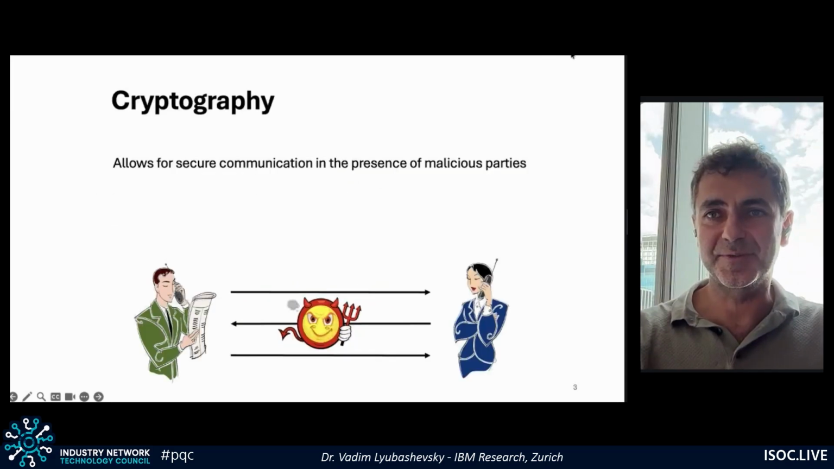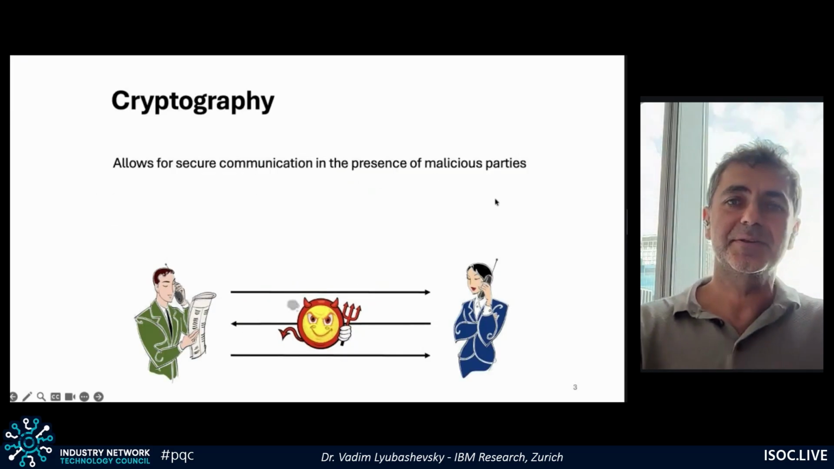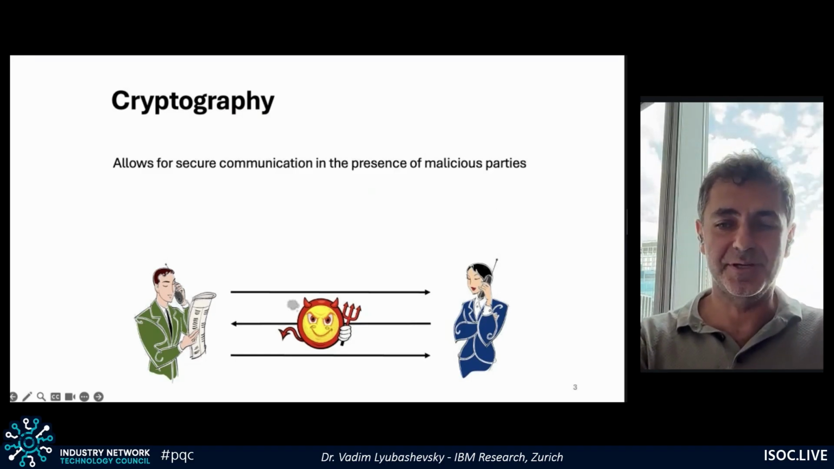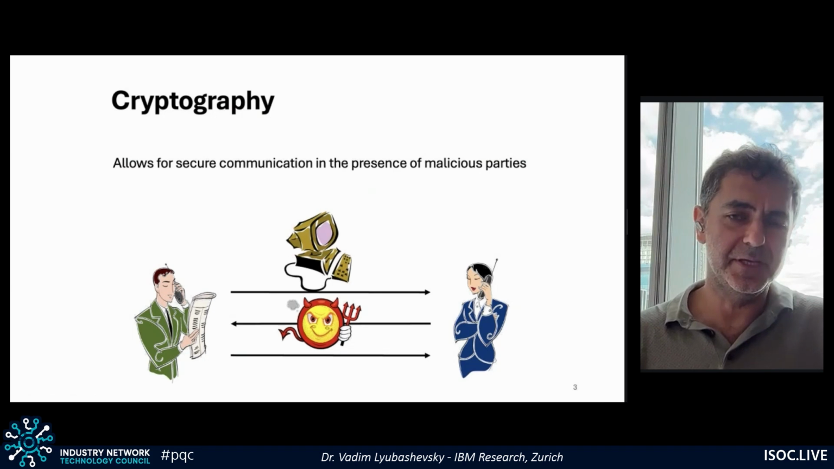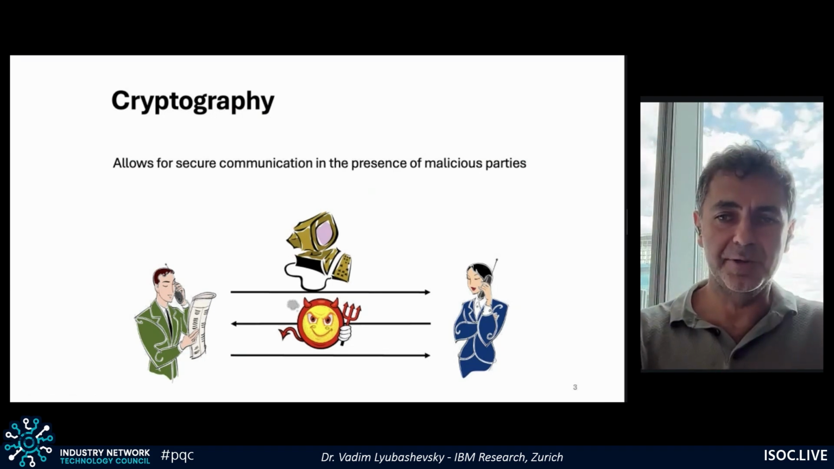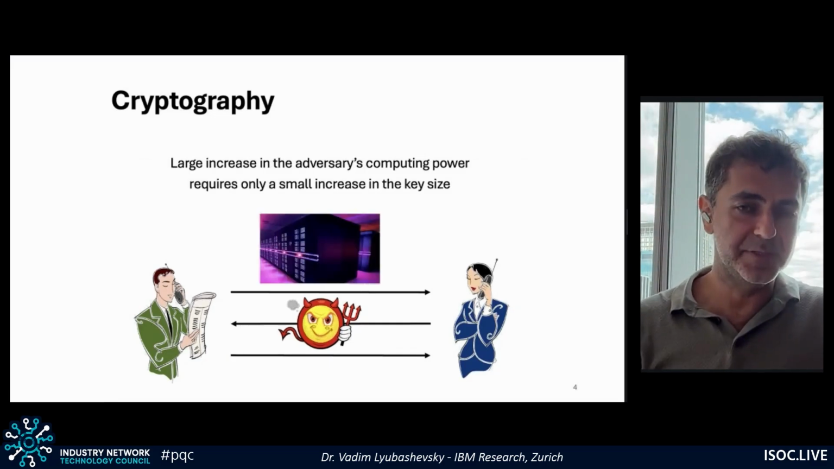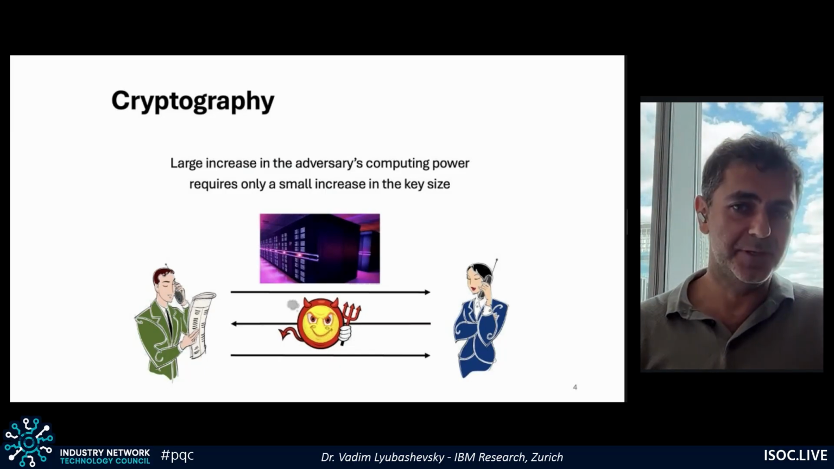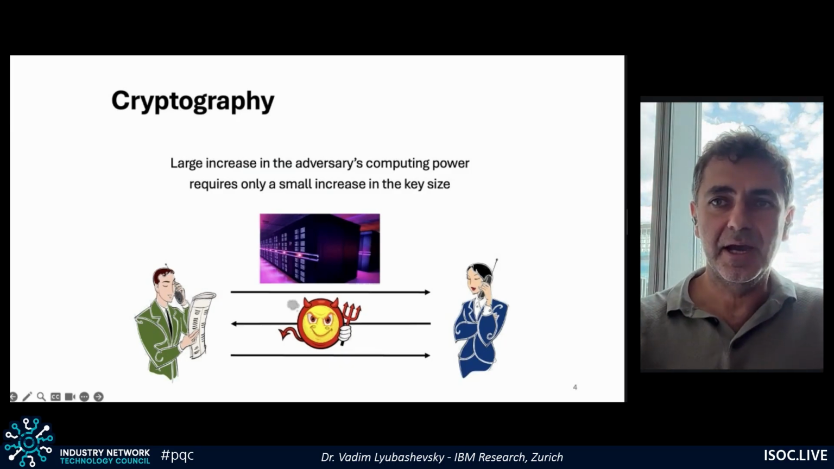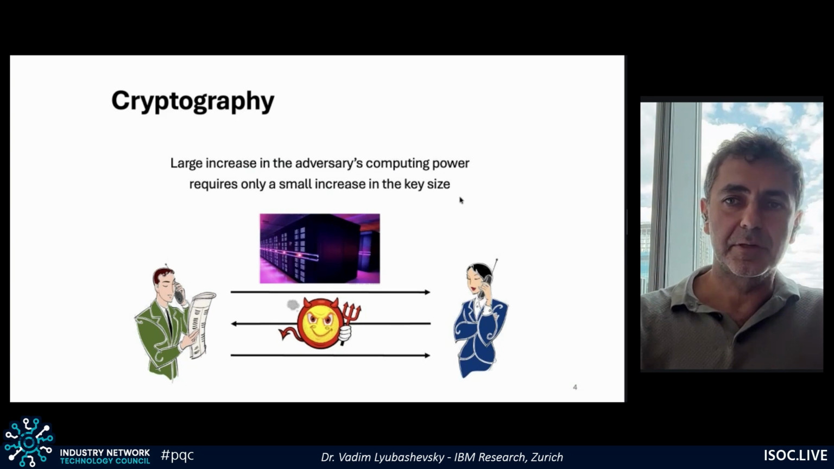Let's start with just a definition of cryptography. I'll spend 2 minutes on it. It allows for secure communication in the presence of malicious parties. And of course, the security of cryptography does rely a little bit on how much power an adversary has. If he has a basic computer or a supercomputer, it should make some difference. But if cryptography is designed properly, then a large increase in the adversary's computing power will require only a small increase in the key size. The best we could hope, for example, is that if the adversary's computing power goes up by a factor of 2, then we only need 1 extra bit in the key, because the key size also doubles with 1 extra bit. So all this is well and good, and we know how to design cryptography like this.